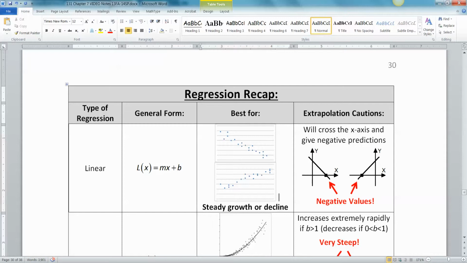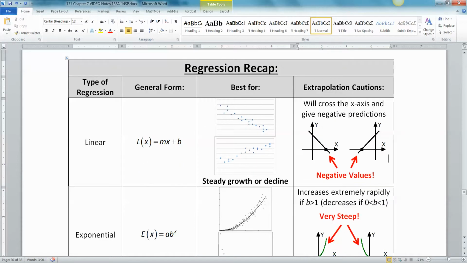But there's a problem. If you're going to extrapolate pretty far away from your data, you're going to end up in trouble because a line will eventually hit the x-axis, and that'll cause you to have negative predictions, either far into the future for a decreasing line like this top one over here, or way in the past like this increasing line over here, which would match this bottom graph. So you're going to have negative values, and those negative values don't make a lot of sense in the long run. So you've got to be careful with extrapolating too far with a linear line.